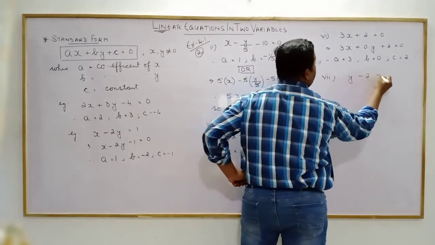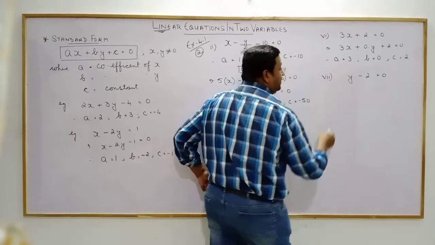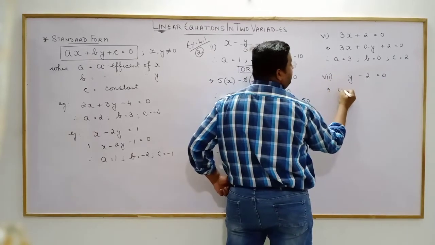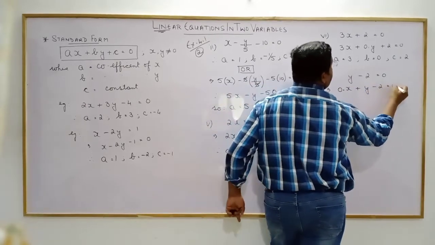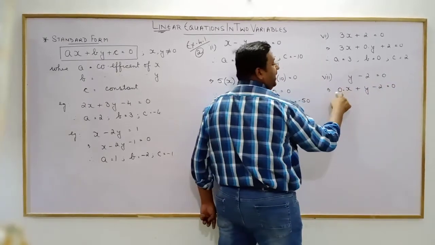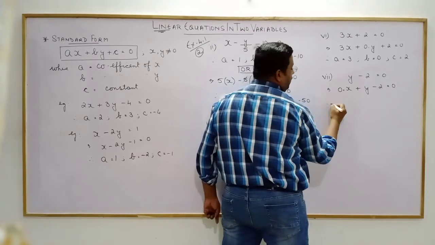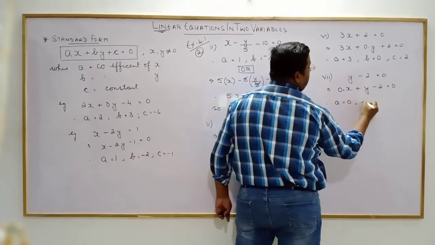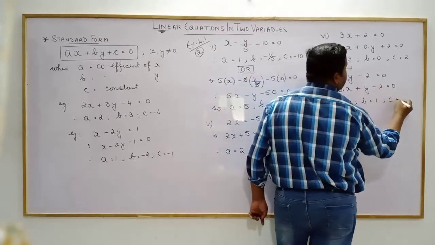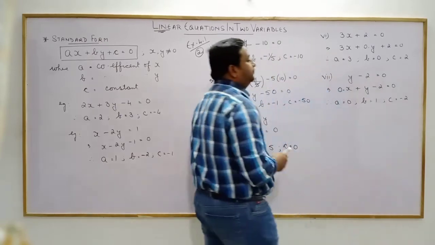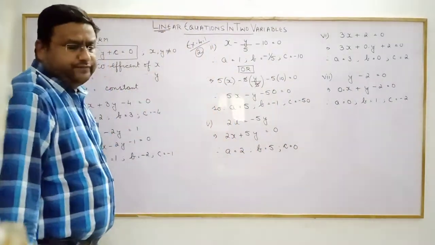y minus 2 equals to 0. Which variable is missing? x is missing. So can I write it as 0 into x plus y minus 2 equals to 0? 0 into x is what? 0. Are this and this the same? So a is equal to 0, b is equal to 1, the coefficient of y, and c is equal to minus 2. Clear? Correct? So this was the first exercise.